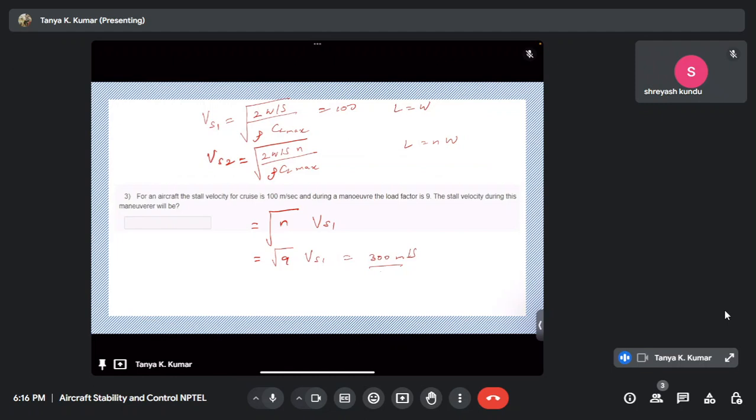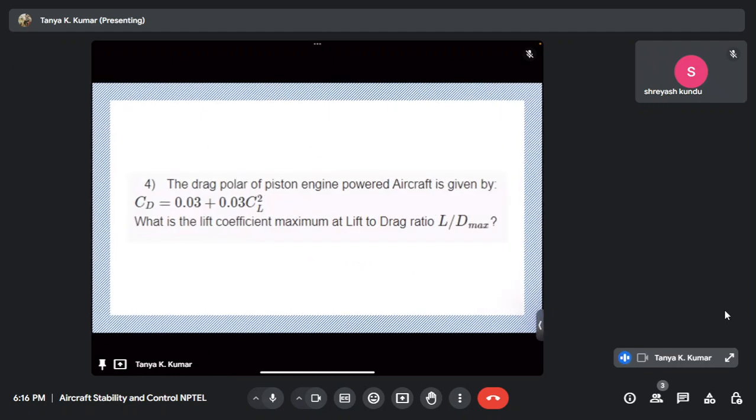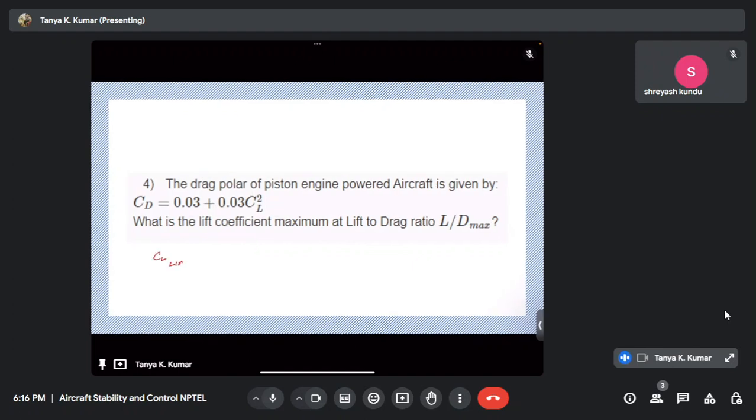Next question. The drag polar of a piston engine powered aircraft is given by CD is 0.03 plus 0.03 CL square. What is the lift coefficient at maximum lift to drag ratio? This we had seen in the first few weeks. CL at L by D max is given by under root CD naught by K. In this case it will be under root of 0.03 by 0.03, which is 1.